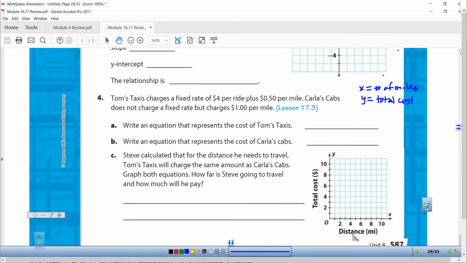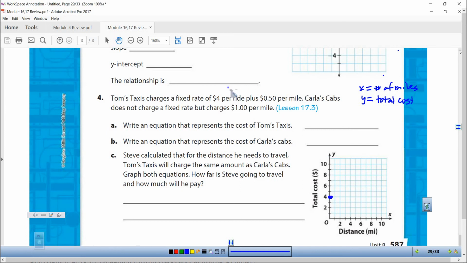So right here you can see miles on the X-axis, cost on the Y-axis. I just confirmed what they gave us there. All right, Tom's Taxis charges a fixed rate of $4 per ride. So at 0 miles, you are already paying $4. Just to get in the taxi, you now owe $4.